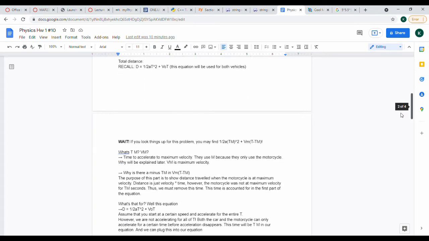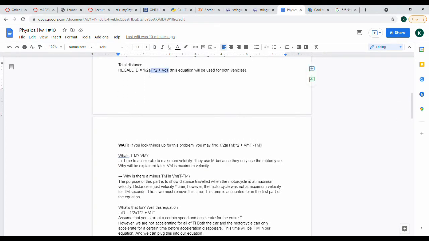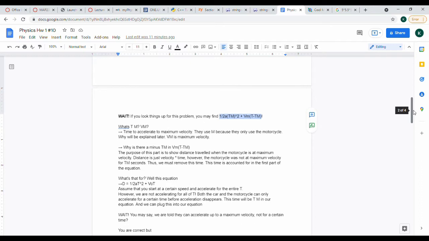So, recall this formula from kinematics. We're going to be using some form of this, but if you were to look this up, which is very likely you may have, and saw someone else's work, you may have seen something like this. And you're probably kind of confused. What's T of m, V of m? T of m is the time to accelerate to maximum velocity. And V of m is just the maximum velocity.